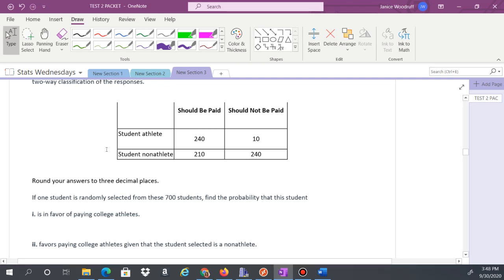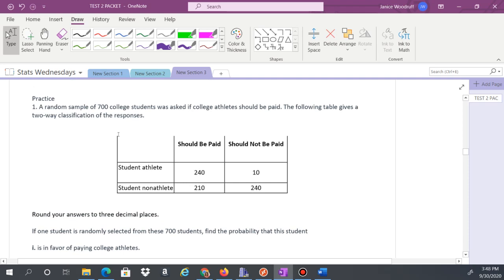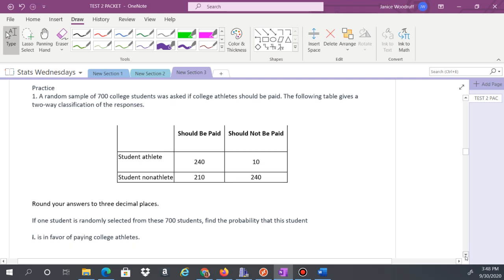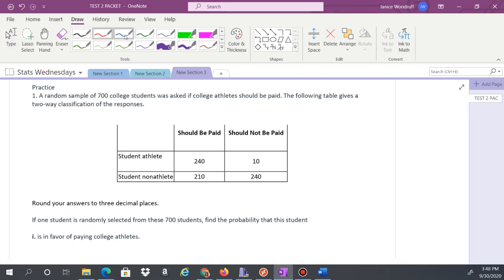Okay, so we have a random sample of 700 college students was asked if college athletes should be paid. The following table gives a two-way classification of the responses. Okay, so a two-way table again, like I said, you're going to see a lot of these. So we asked student athletes and student non-athletes, should you be paid, yes or no? Okay, so they're classified in the two-way table here.